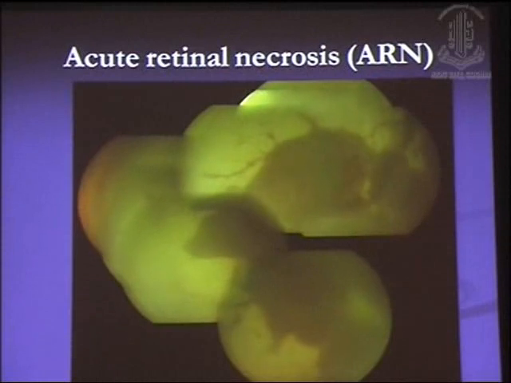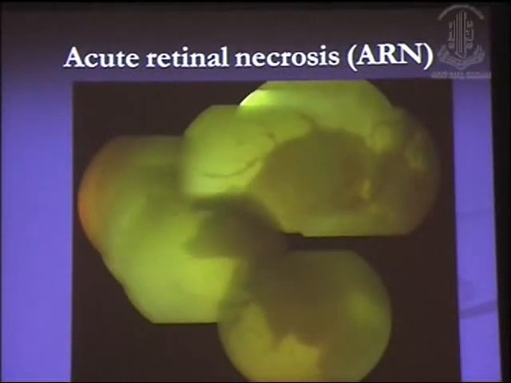Now this is your classic case of acute retinal necrosis. Peripheral retinal necrosis, full thickness retinal necrosis, a sharply demarcated line between the uninvolved retina and the involved retina. There is vasculitis also in patients with acute retinal necrosis. Again, these patients often have anterior uveitis with raised intraocular pressure.